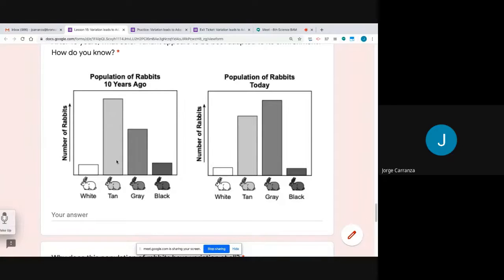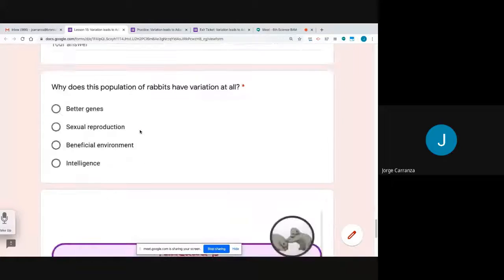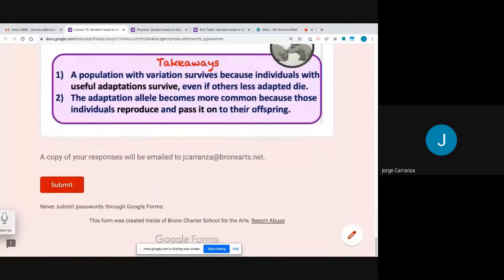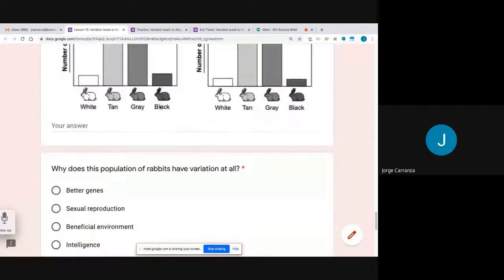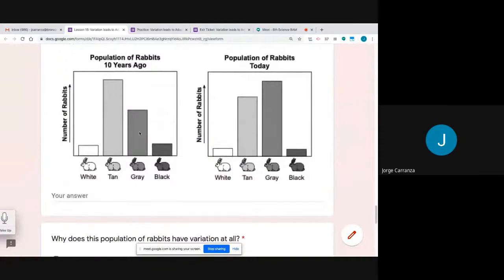All right. So if some of these die, that means some of them need to survive to make up for it. And number two, the adaptation allele becomes more common because those individuals reproduce and pass it on to the offspring. So adaptation means that these alleles survive and were passed to the kids. So 10 years later, the kids of these parents, the next generation from these parents, acquired that allele, inherited that allele, and that's why we see more rabbits in this case.